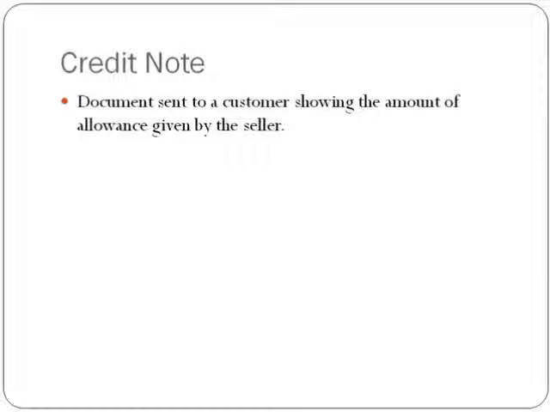For example, the customer says that the particular goods are malfunctioning and they want to return it. You will agree to take back these goods, and the credit note will be sent to the customer showing the amount of allowance that you will be giving to that customer because of the malfunction of these goods, the amount of money that you may reimburse that customer. So this has to be done before.